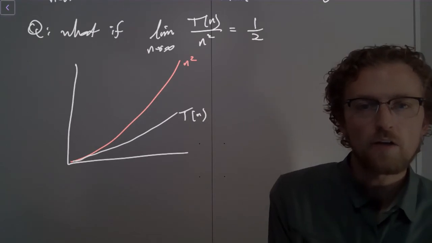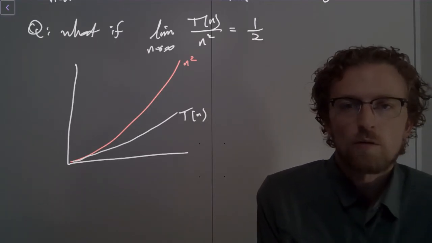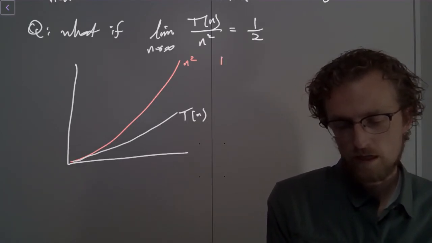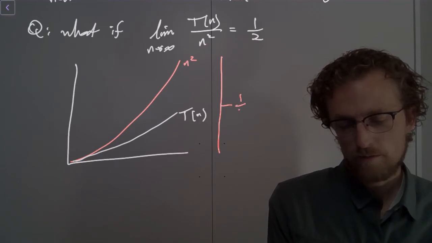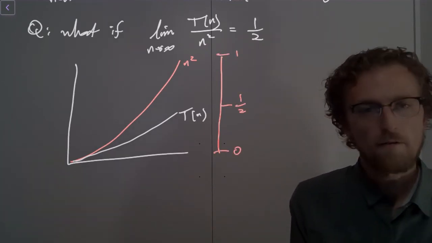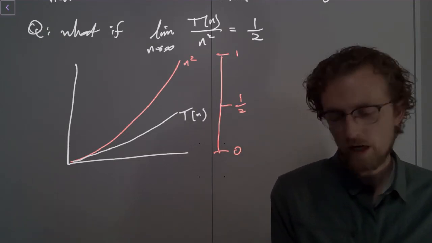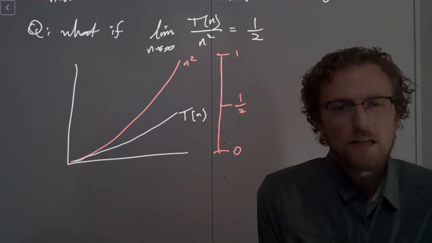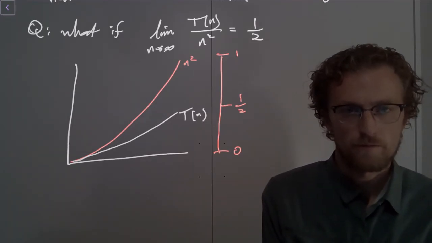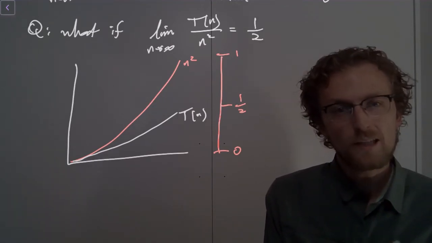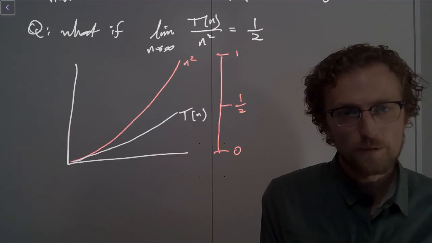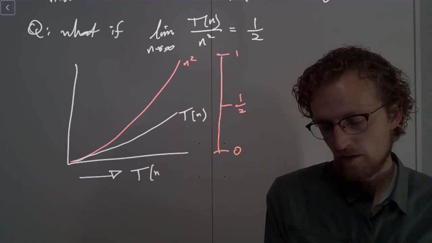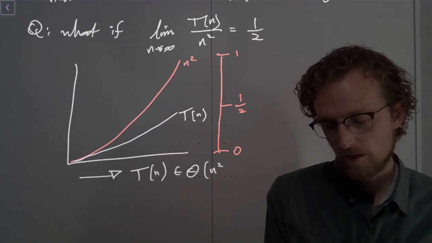It'd be a plot where t of n essentially settles down to about half of n squared. If this is 1, then this is a half. If I get rid of the units and just look at the ratios, that's what this would look like. What does that tell me? Well, that tells me that t of n is big theta of n squared. And why is that? Because t of n never gets very far away from a constant multiple of n squared. So this means that t of n is big theta of n squared.